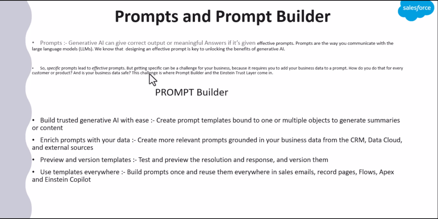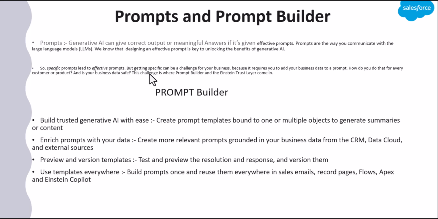Now here are some features of the prompt builder. Here we have: build trusted generative AI with ease. That means we can create prompt templates bound to one or multiple objects to generate summaries or content. That means once we create the prompt template, we can bind that prompt template to multiple objects to generate the summaries or the content. In the Agentforce employee agent, we have seen whenever we give the prompt to the AI agent, which is the Agentforce employee agent, to summarize the data for the account object, then whatever standard actions Salesforce has provided, that has been created from this prompt builder, or that action is a prompt template.